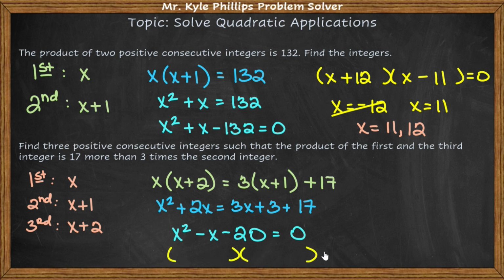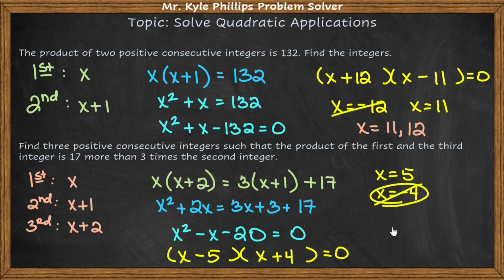Here I'm going to try to factor it. If it is not factorable, I will use the quadratic formula. So I have x and x. I need factors of 20 that I can combine to get negative 1, and that will be negative 5 and positive 4. So my x's here are 5 and x equals negative 4. They tell us these numbers have to be positive, so this negative 4 is wrong. So my consecutive integers are 5, 6, and 7. All right, and that's how we can use quadratics to find consecutive integers.